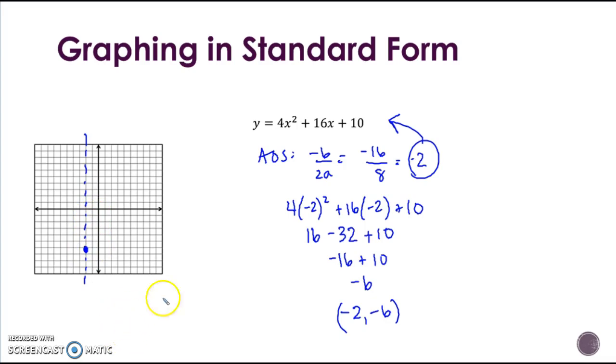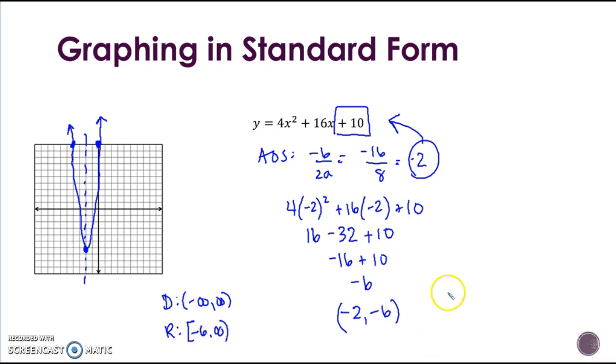Another easy point to get is your y-intercept, which is always the c value. So my y-intercept is 10, which is up here. Then to get my third point, I'm just going to reflect it over because our parabolas are symmetrical. All right, remember the domain for every quadratic is all real numbers. And the range for this one is going to be from my minimum value up. So my minimum was at -6 with a bracket, and it goes up forever, so it goes to infinity.